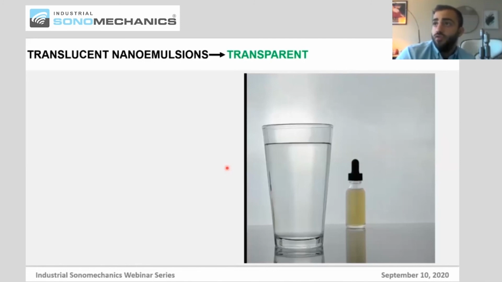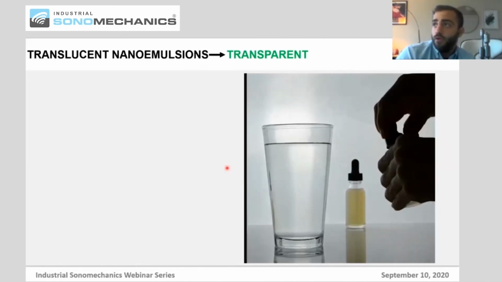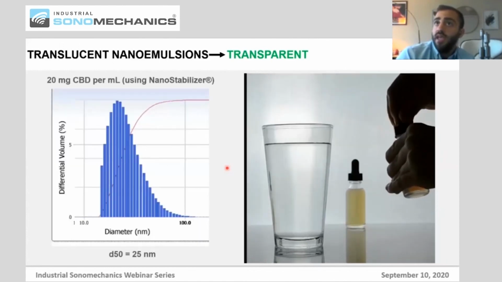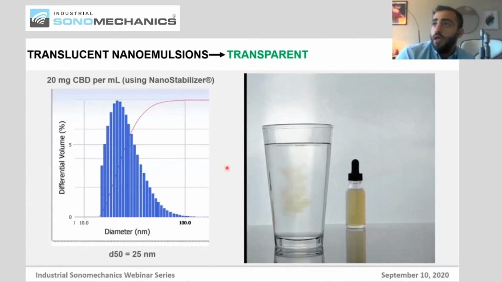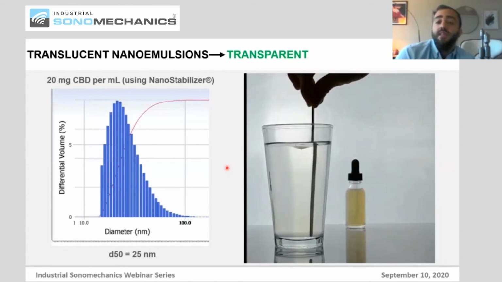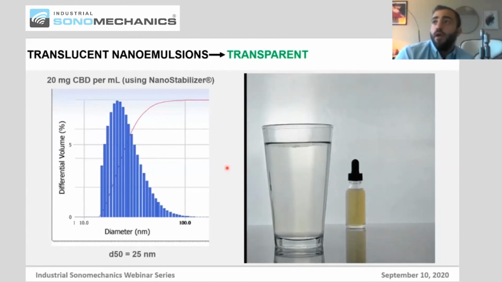Now, another benefit of translucent nanoemulsions when it comes to making finished products is that when you dilute them into a larger amount of water, so in this instance, we're diluting a 20 milligram CBD per mil nanoemulsion into a glass of water, and we're going to give it a quick stir. And upon that stir, the substance is clear. You can't see that any nanoemulsion is in it. So for products that need to preserve optical clarity, translucent nanoemulsions are the way to go.